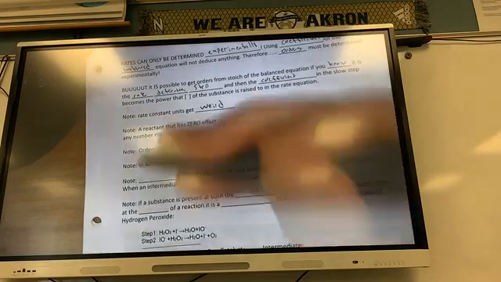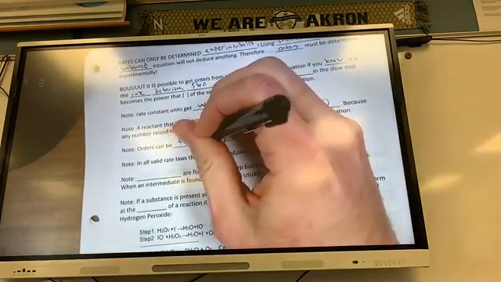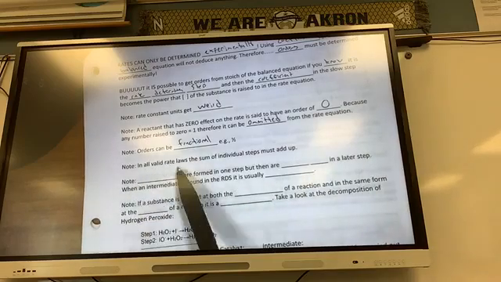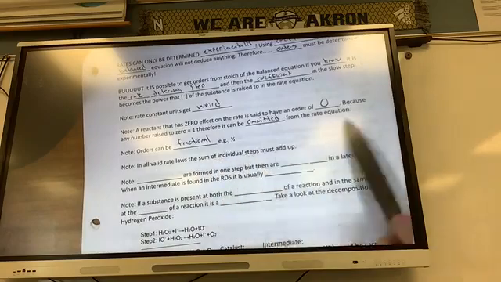Note, orders can be fractional. So an example would be 1/2. I know, mind blown. Note, in all valid rate laws, the sum of the individual steps must add up.